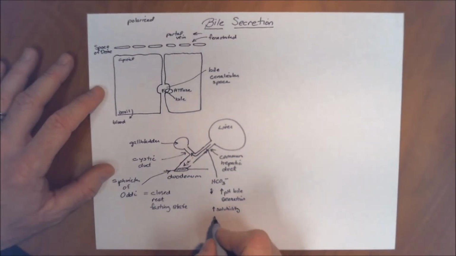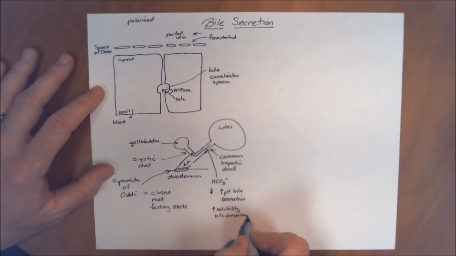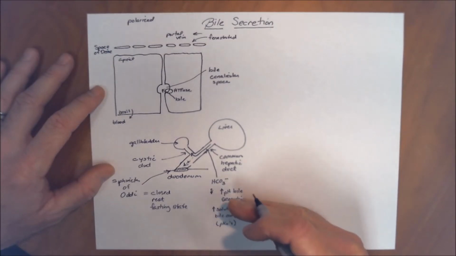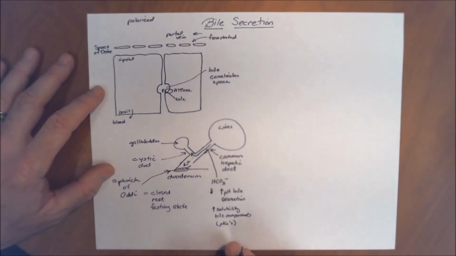Increase solubility of the bile components. And it increases the solubility of the bile components because, recall, the pKa's of our functional groups on the bile salts. The higher the pH, the further away we get from the pKa, which means the greater the ionization. Increasing ionization increases solubility.